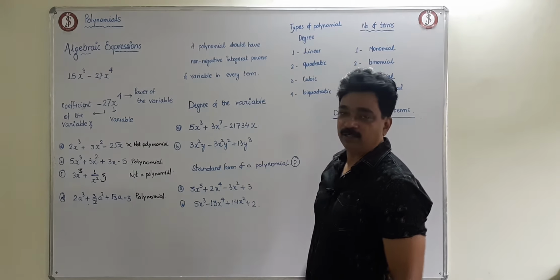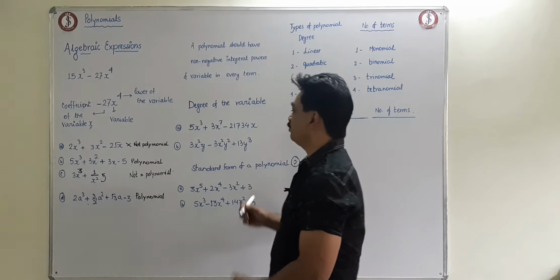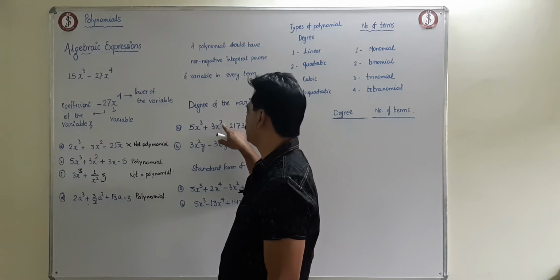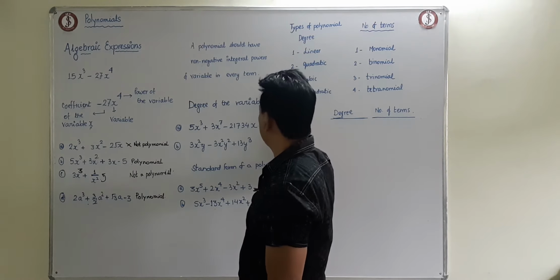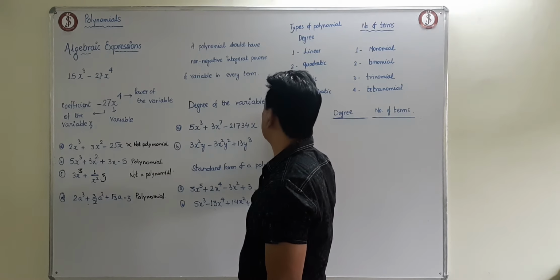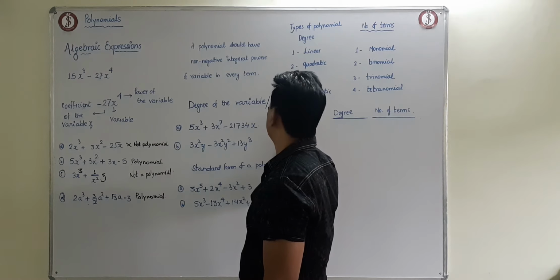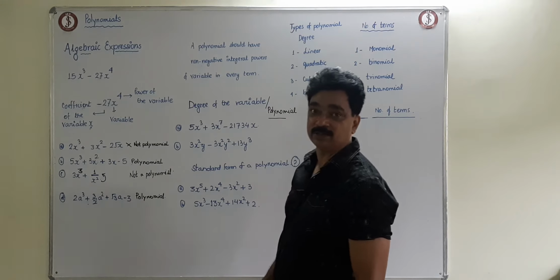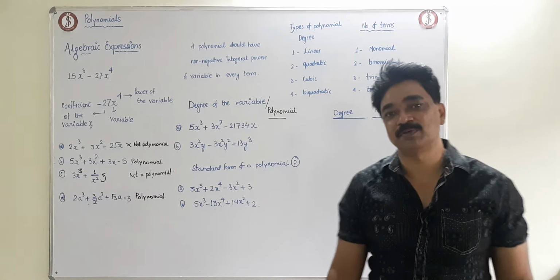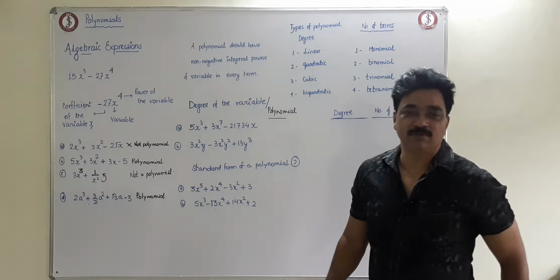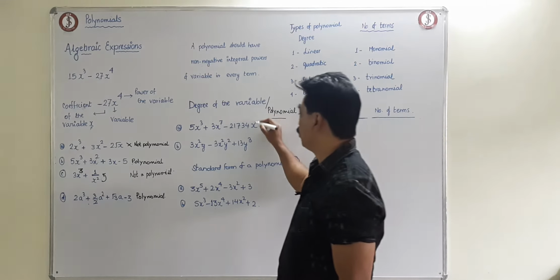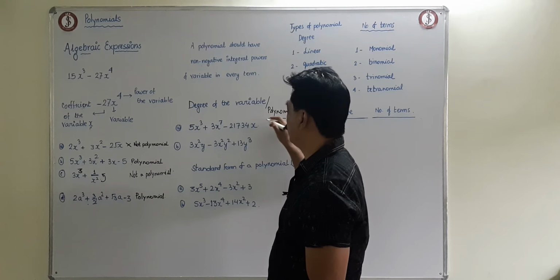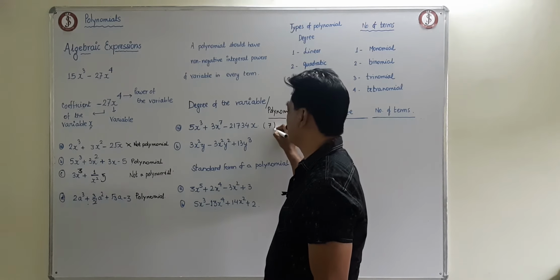Now, degree of the variable means the degree of the variable over here in one term is 3, another one is 7, another one is 1. Now what will be the degree of the whole polynomial if I ask? Obviously the largest degree here is 7. So 7 will be the degree for this whole polynomial. Each term has degree 3, degree 7, degree 1, but for the whole polynomial the degree is 7.